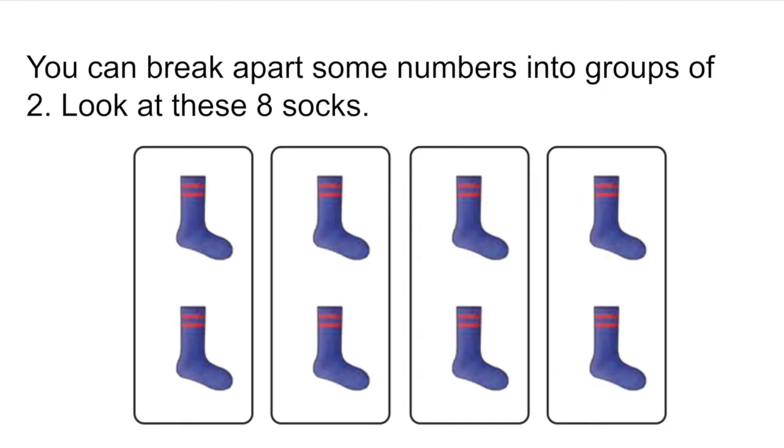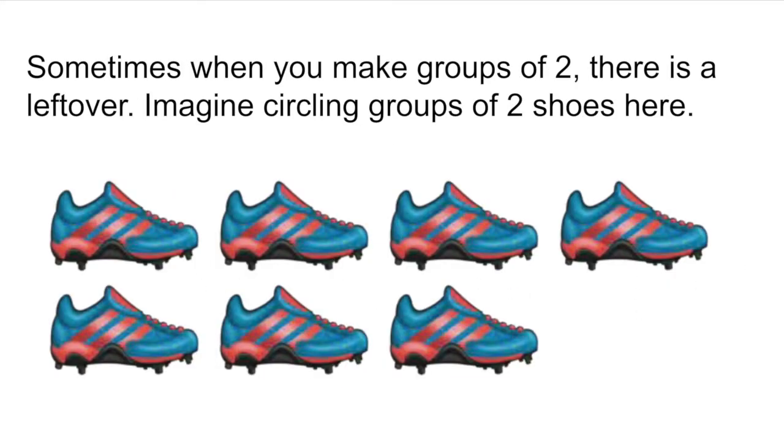So, some numbers you can break into groups of 2, like these 8 socks. Look, you can make each of the 8 socks into a pair of 2. 2, 4, 6, 8. But sometimes when you make groups of 2, there's a leftover.